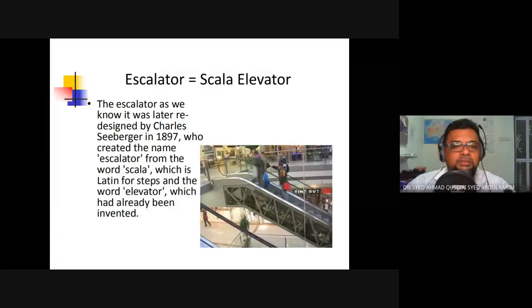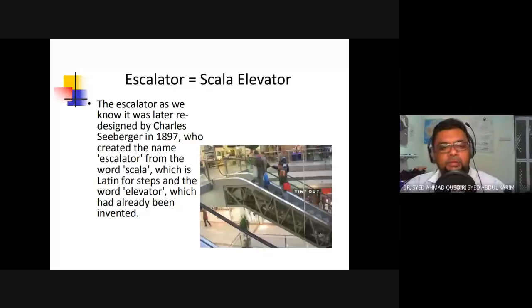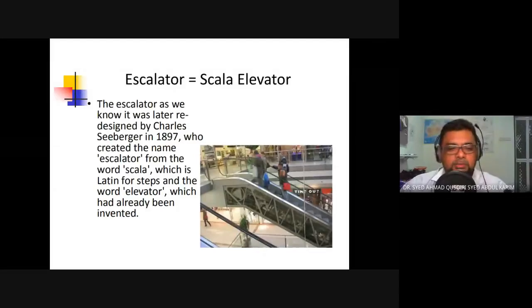The escalator was later redesigned by Charles C. Seeberger in 1897, who created the name escalator from the word scala, which is Latin for steps, and elevator, which had already been invented, the elevator that moves vertically up and down.